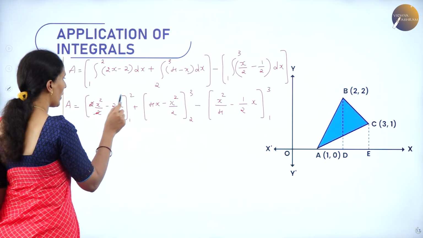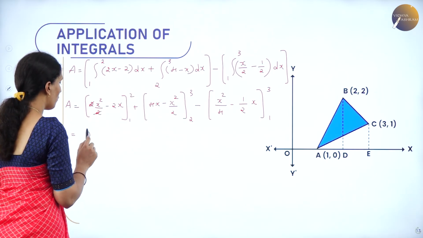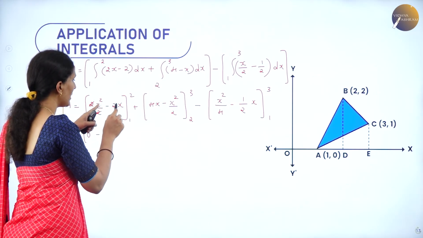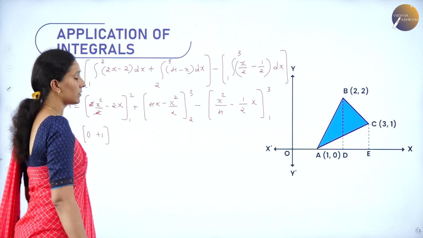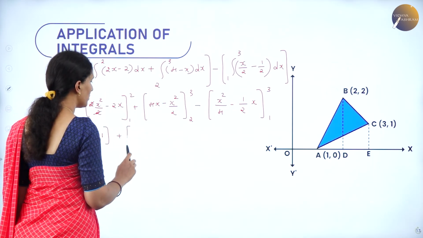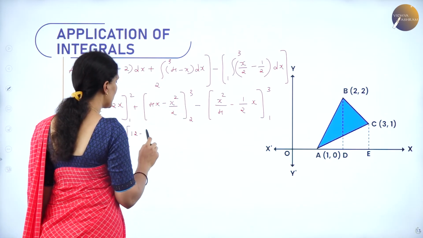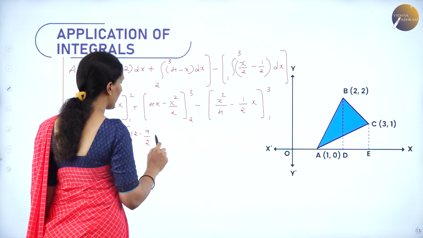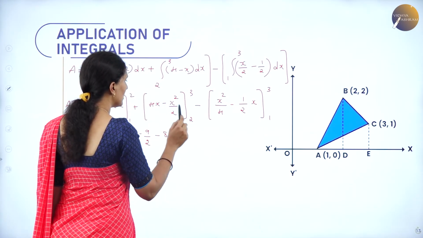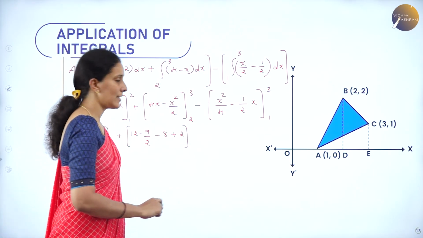So x square is 2 square, 2 square is 4, again 4. So it is 0 for the upper limit. Minus, if you take 1, 1 minus 2 becomes plus 1. So 0 plus 1 for the first equation. Next we will go for the second equation. 4 3s are 12 minus 3 square is 9 by 2. Next we will take minus 2 4s are 8, minus into minus plus 2 square is 4, 4 by 2 is 2. So this is the equation for the second one.